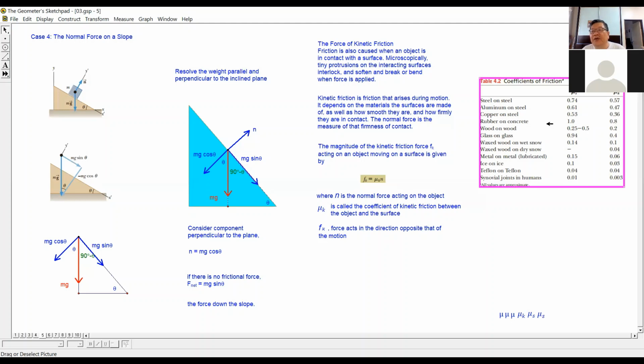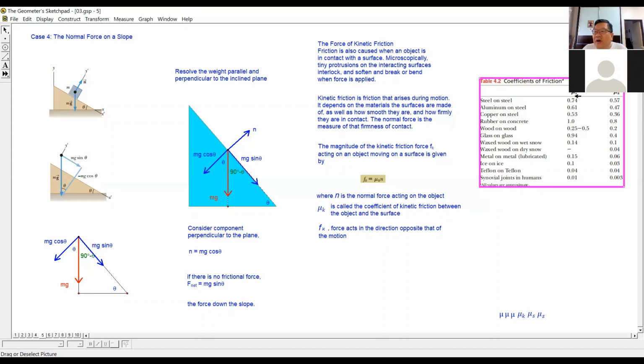Okay, rubber on concrete. So that is why on our chairs there's a piece of rubber at the end of the leg of the chair, the leg of the table. Because it will give the chair or the table a bigger grip because it has a bigger coefficient of friction.